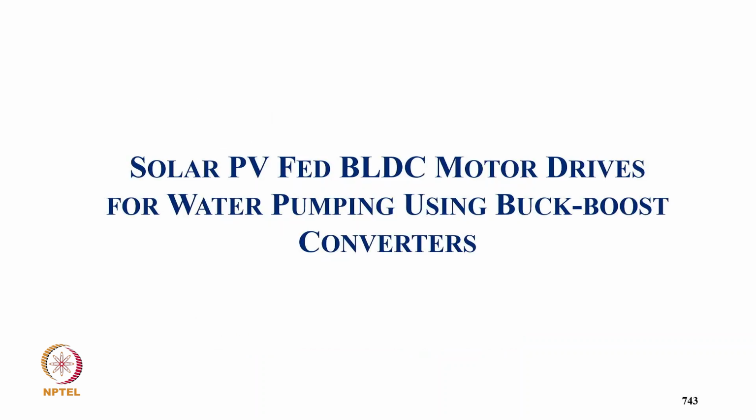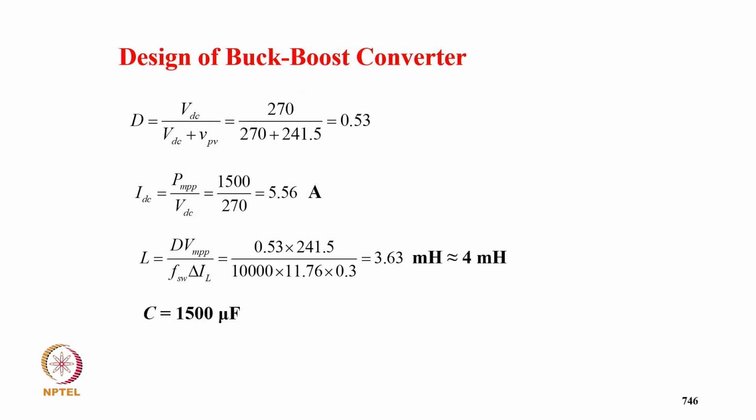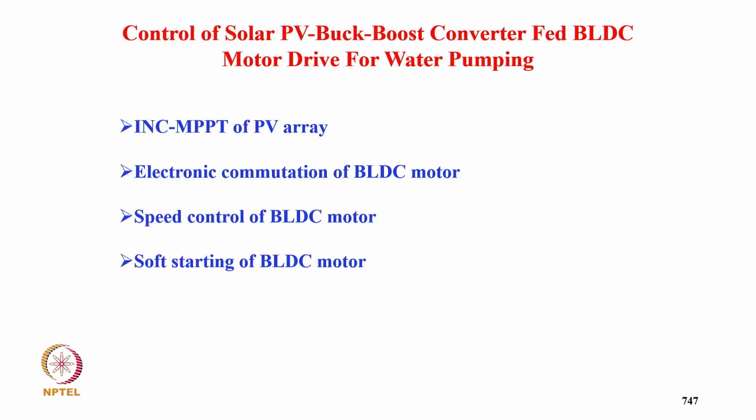Now coming to the solar PV fed DC motor drive for water pumping using a buck boost converter. Here we use the buck boost converter for MPPT, and an electronic commutator is used for the inverter of the motor with a position sensor, and these are the parameters of the PV array and the design of the buck boost converter. The inductor is selected here as 4 millihenry, and the capacitor is 1500 microfarad.